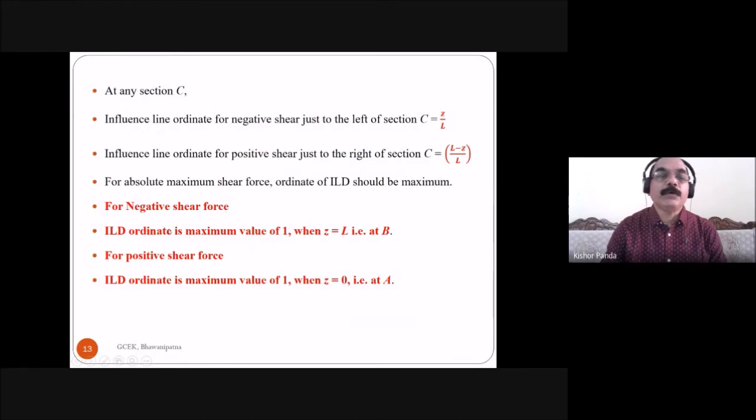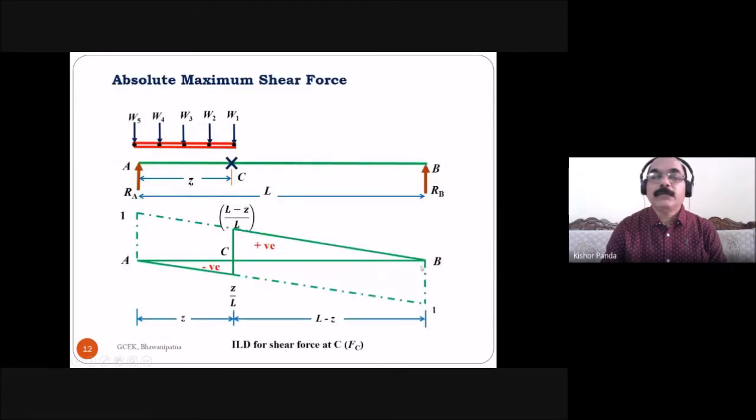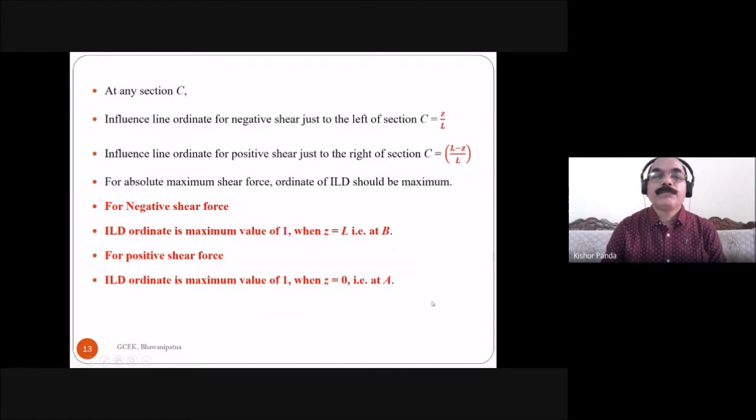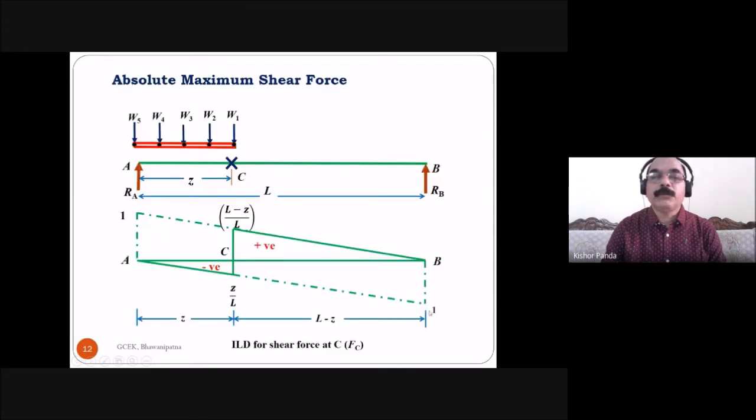For negative shear force, the ILD ordinate is maximum, with a value of 1, when Z is equal to L. As already explained, when Z is equal to L, the ordinate of ILD is maximum, that is 1. This is the absolute maximum negative shear force.